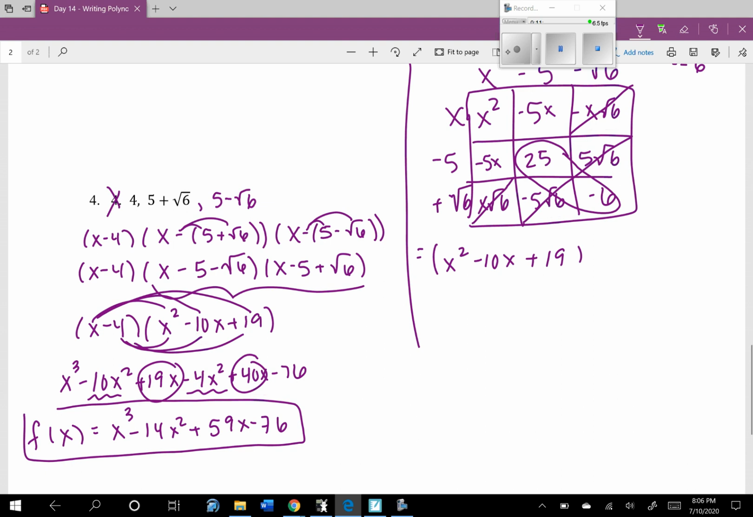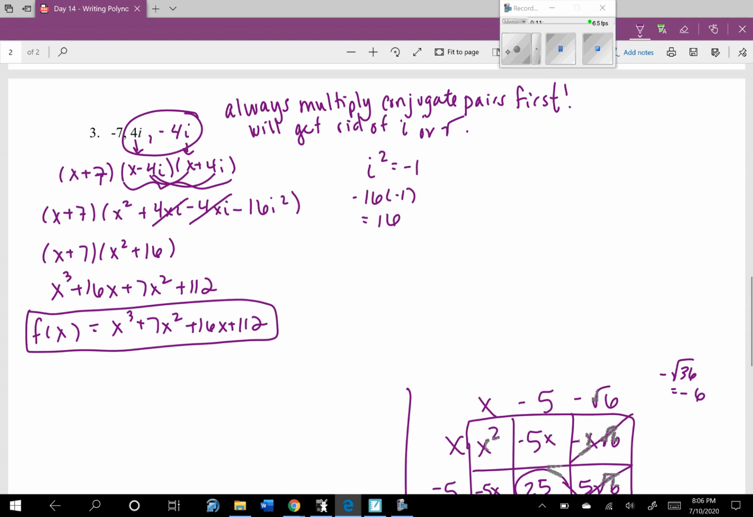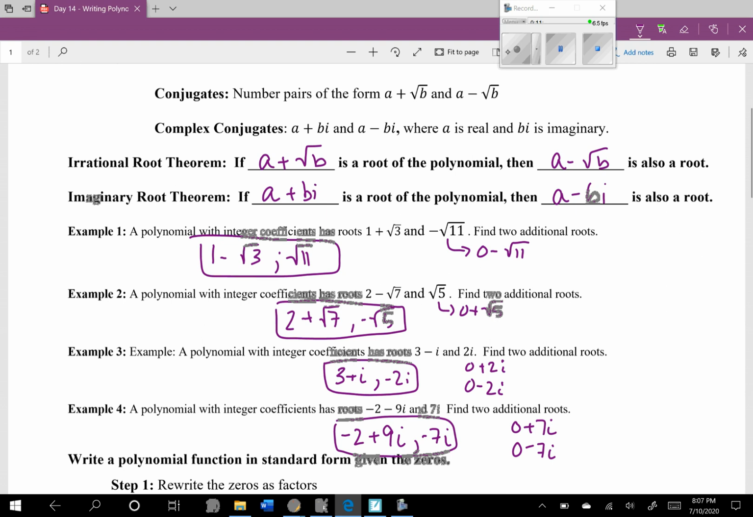So you just have to remember that not always are they going to give you the conjugate pairs for each of the problems. You just have to remember that, as we said before, irrational and imaginary answers come in conjugate pairs. And that's it.